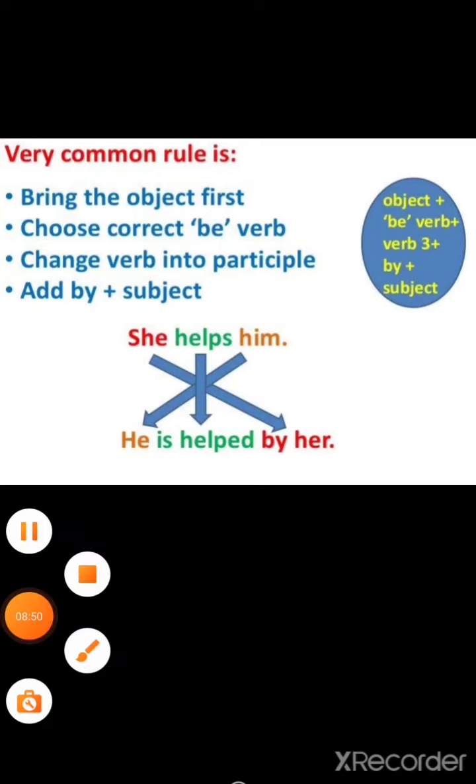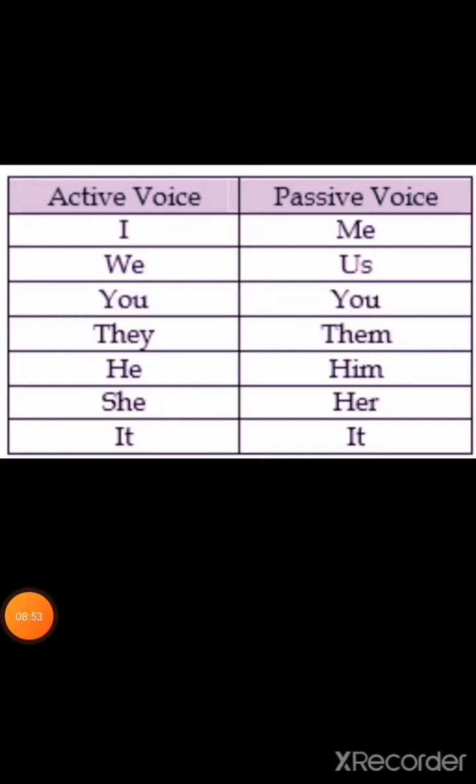Okay. So as I have already told you, the pronoun which is in active voice changes in passive voice. I becomes me in passive voice. We becomes us. You remains you. They becomes them. He becomes him. She becomes her. And the pronoun it remains the same.